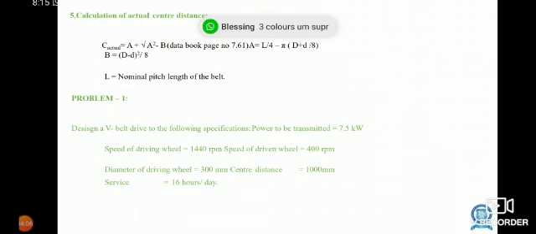Step 5, calculation of actual center distance. C actual equals A plus root of A square minus B, where A equals L divided by 4 minus pi into capital D plus small d divided by 8, and B equals capital D minus small d the whole square divided by 8, L being the nominal pitch length.